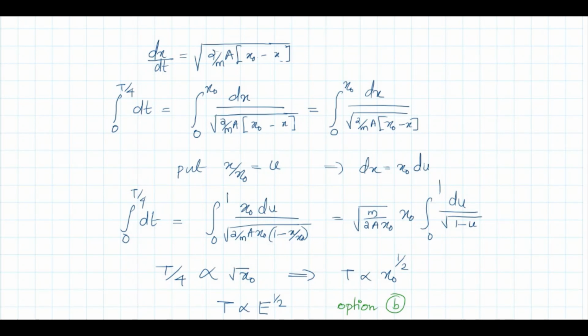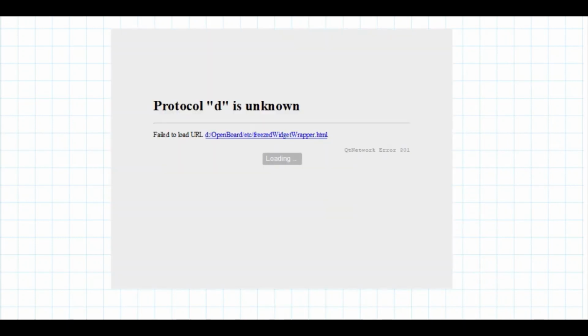All other quantities are constants. Therefore, T is proportional to x naught raised to half. But you already know that E is A x naught in the first quadrant. So T proportional to x naught raised to half means T proportional to E raised to half. Therefore, the value of alpha is half.